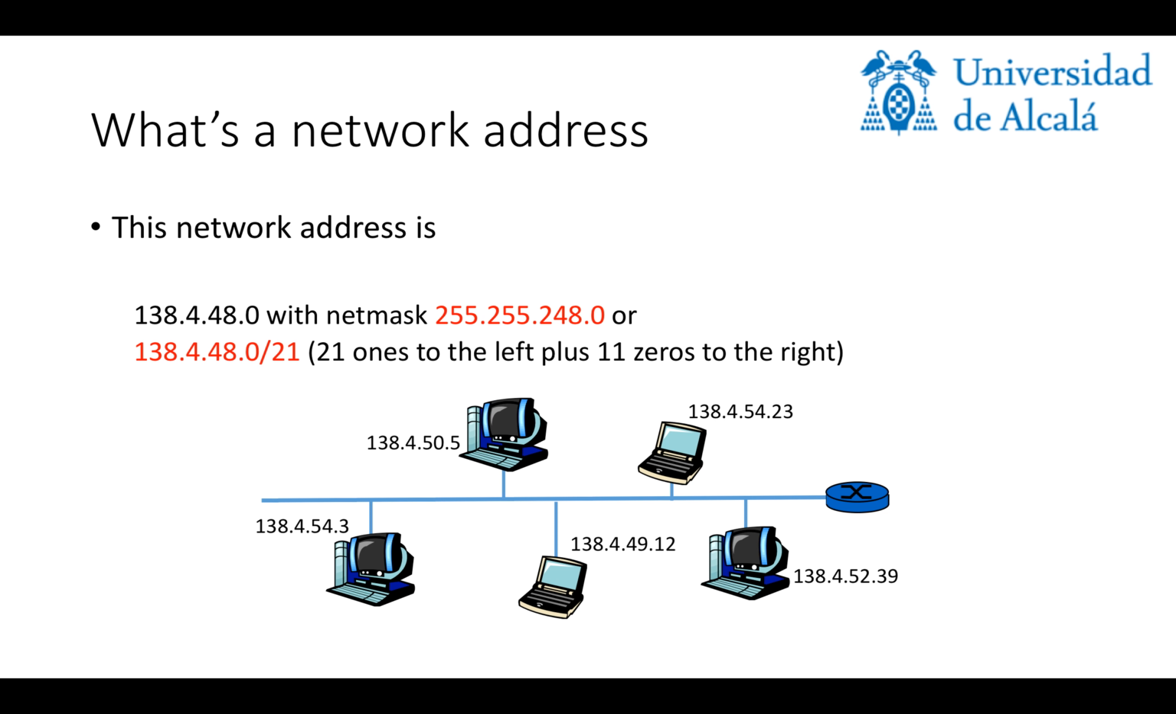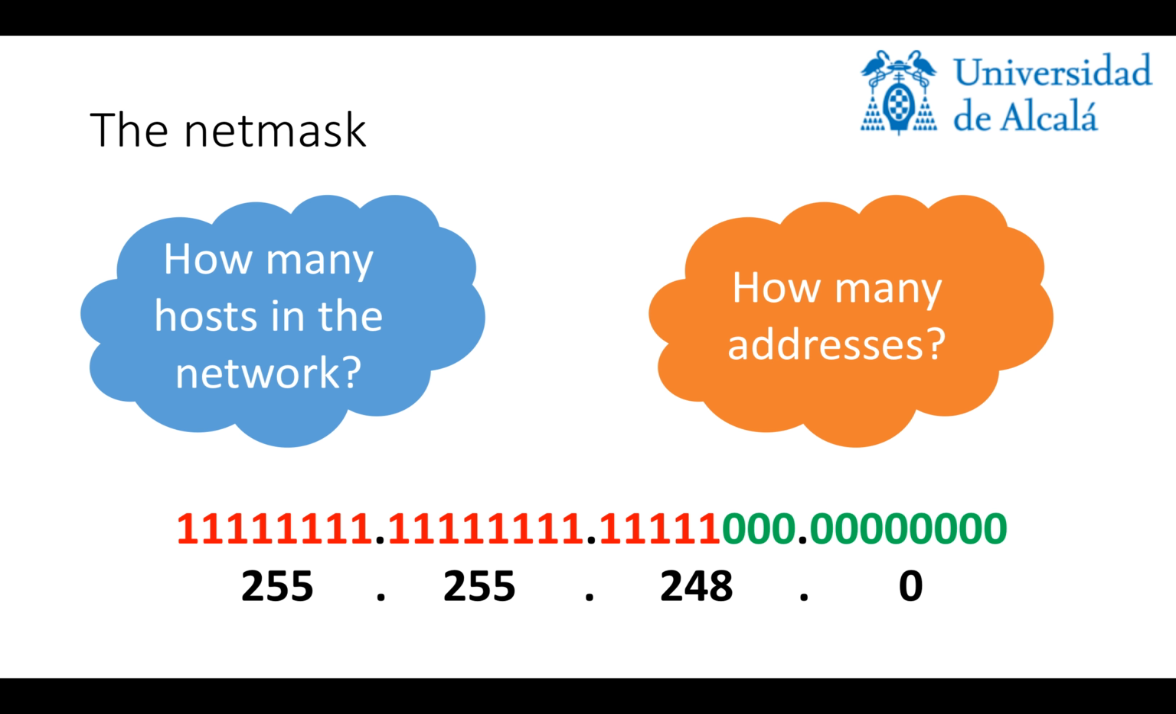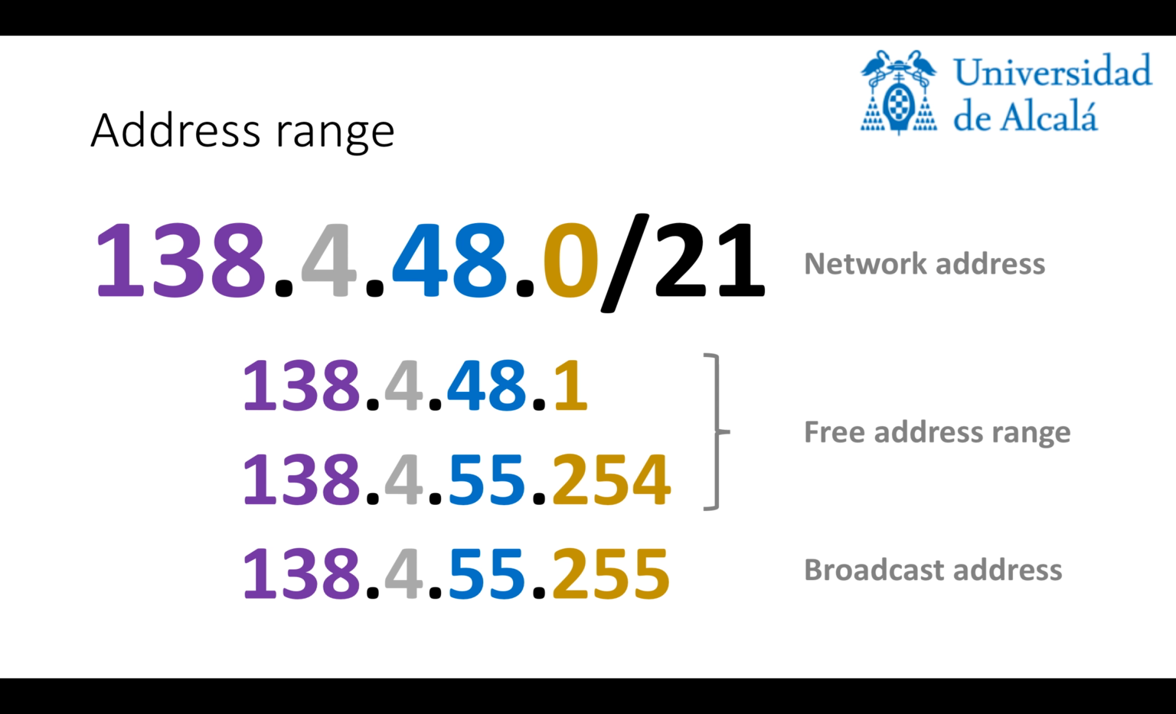This translated to decimal dot notation would be 255.255.248.0. But you can also specify it as a /21 beside the network address. This /21 means 21 ones to the left plus 11 zeros to the right. This net mask is what tells us how many hosts we can have in the network, or we can say it as how many addresses are available in the network. This is called the address range.